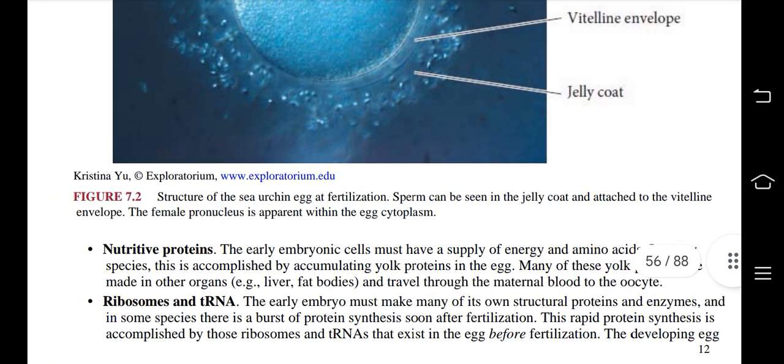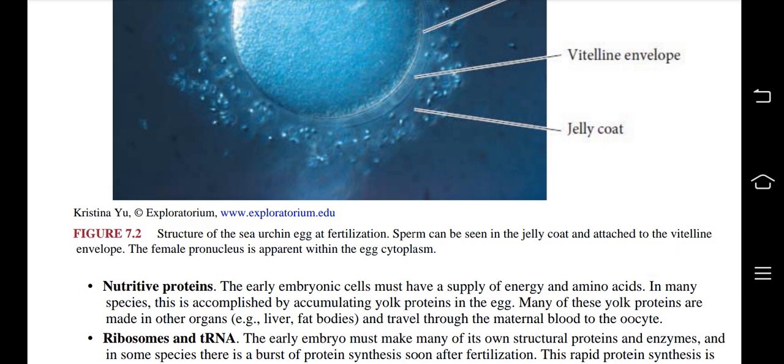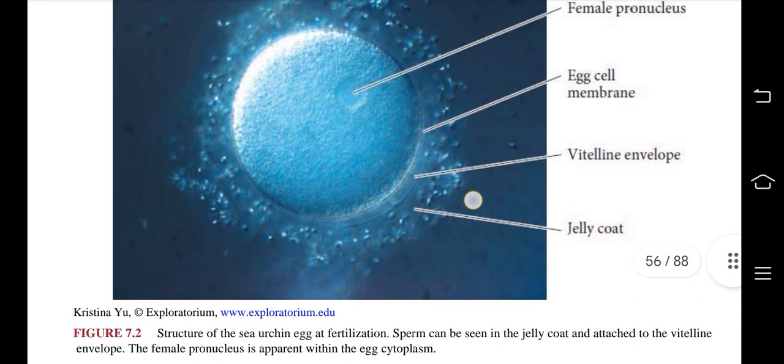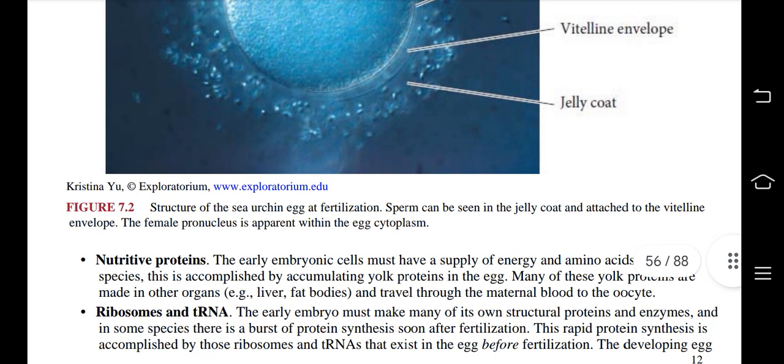Structure of a sea urchin egg at fertilization. Sperm can be seen in the jelly coat and attached to the vitelline envelope. The female pronucleus is apparent within the egg cytoplasm.